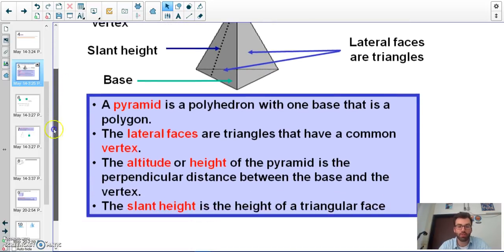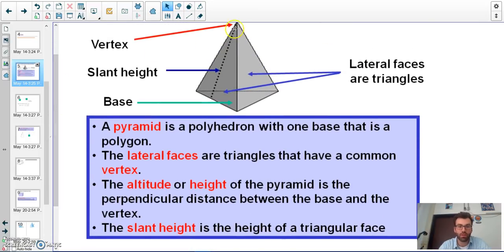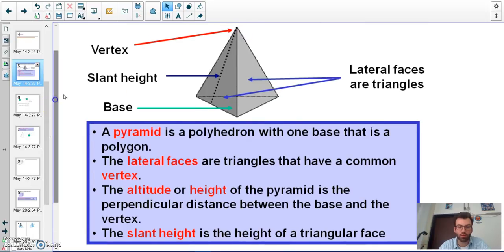A couple important things of a pyramid. The vertex is the highest most point of our pyramid, or the lowest most point. There's this height called the slant height, which is the height of one of our lateral faces. And our base, just like in a prism, pyramids are defined by their bases.